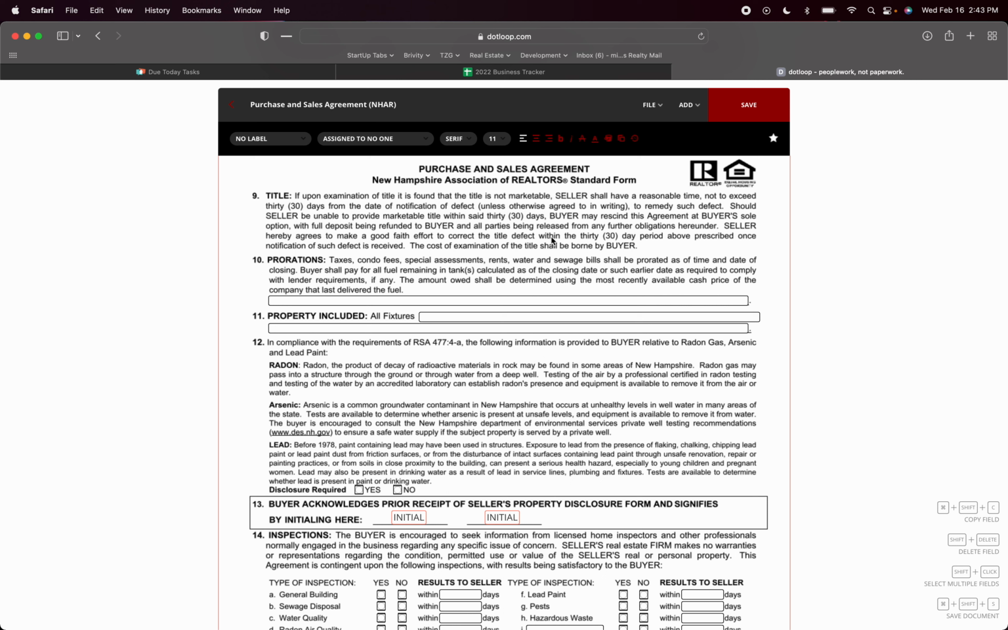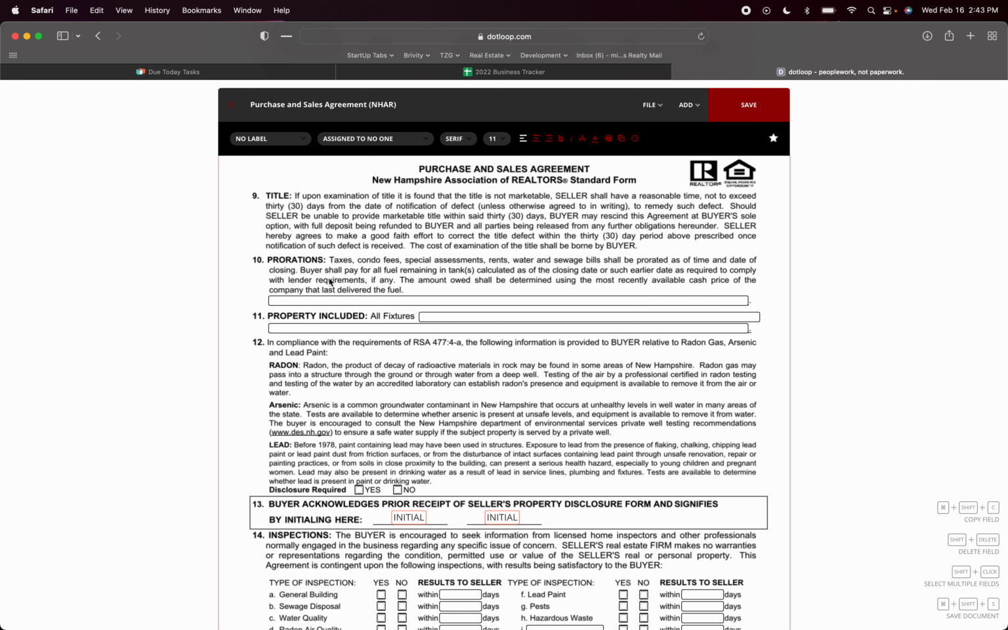The cost of the title examination, or the title search, as it says in this purchase and sale, is a cost that is paid for by the buyer. They're making sure that they're getting a clean title, so it's really to protect them. In paragraph 10, this talks about prorations. So you're going to see property tax prorations, condo fees, special assessments. It lists everything out here. Those are all going to be prorated on the closing statement.